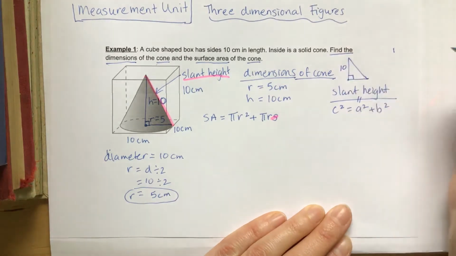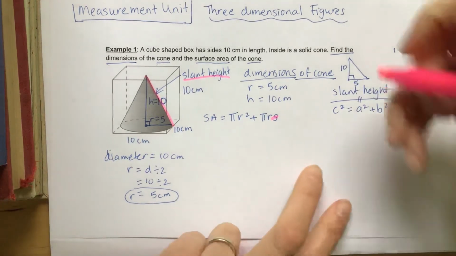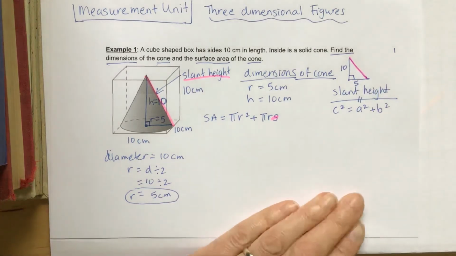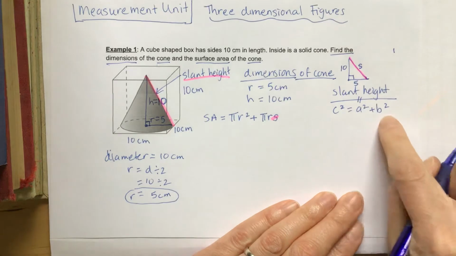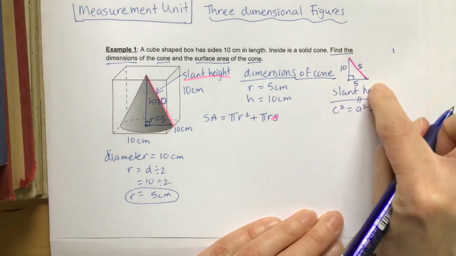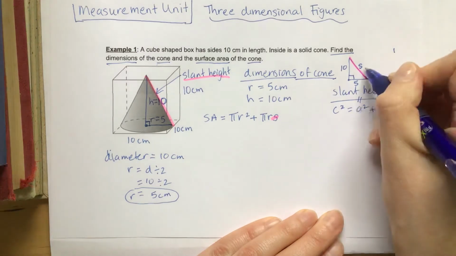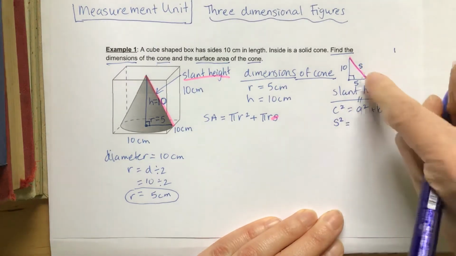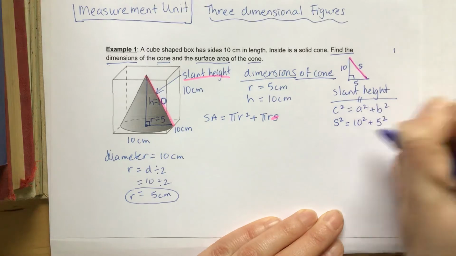This is 10, and this is 5. And again, there's our slant height, which is noted by s. So here's the Pythagorean Theorem. Now we need to fit these into this formula. So this is your hypotenuse, which is s. So now we have s squared, and then one of these is a, one of these is b. So s squared is going to be equal to 10 squared plus 5 squared.